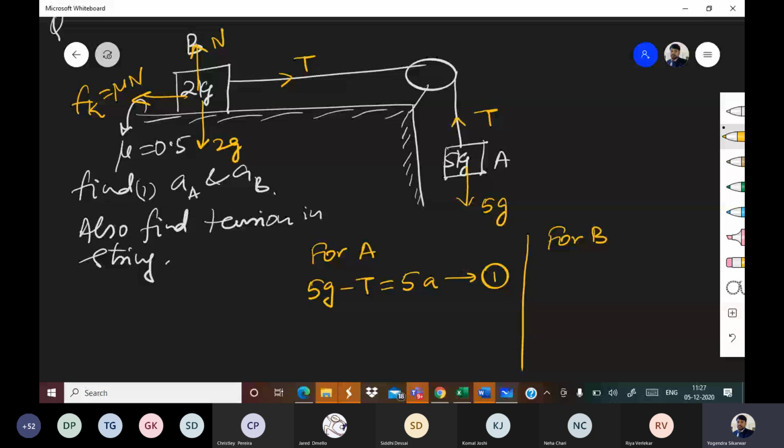Now for B, along vertical, it is N minus 2G is equal to 0. So that gives us N is equal to 20 Newton. Now along horizontal.